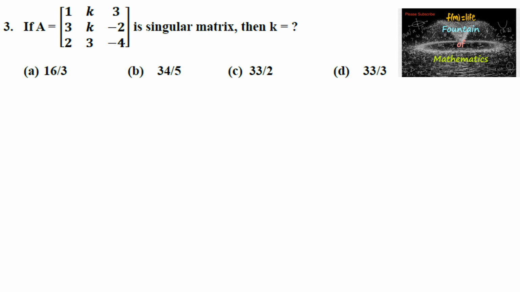If A is a 3 by 3 matrix [1, K, 3; 3K minus 2, 2, 3 minus 4] is a singular matrix, then K is equal to. We can say that A is a singular matrix. A matrix is said to be singular if its determinant is 0. Since it is given as a singular matrix, we can write det A is equal to 0.